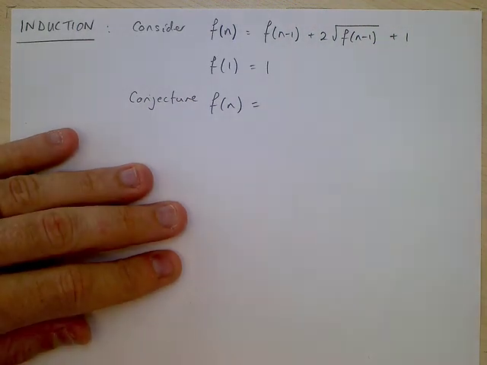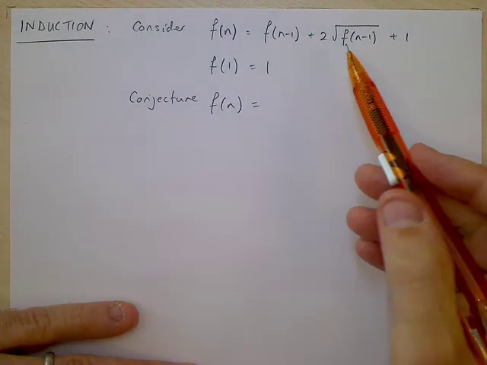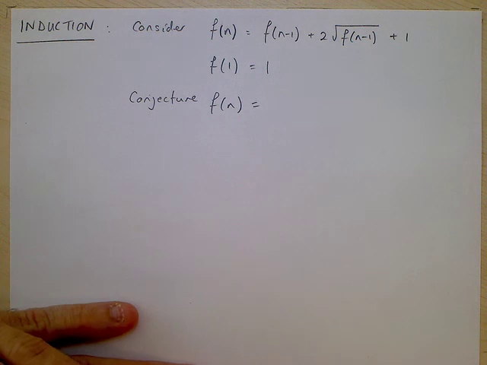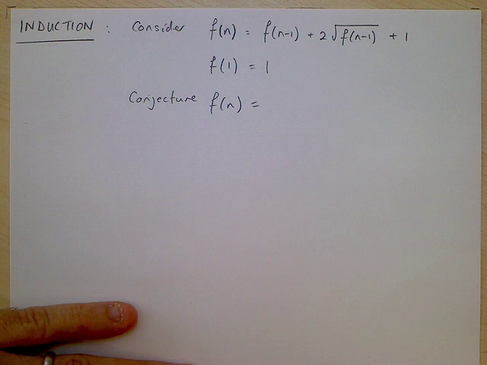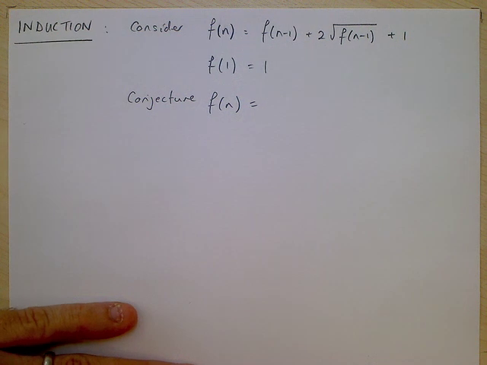So if f of 1 is 1, you can then use this relationship to find out f of 2, and then f of 3, and then f of 4. Once you've got those, you can predict what you think is the result for f of n. So I'll leave you to work those out and conjecture a result. I'll leave you to do that now.